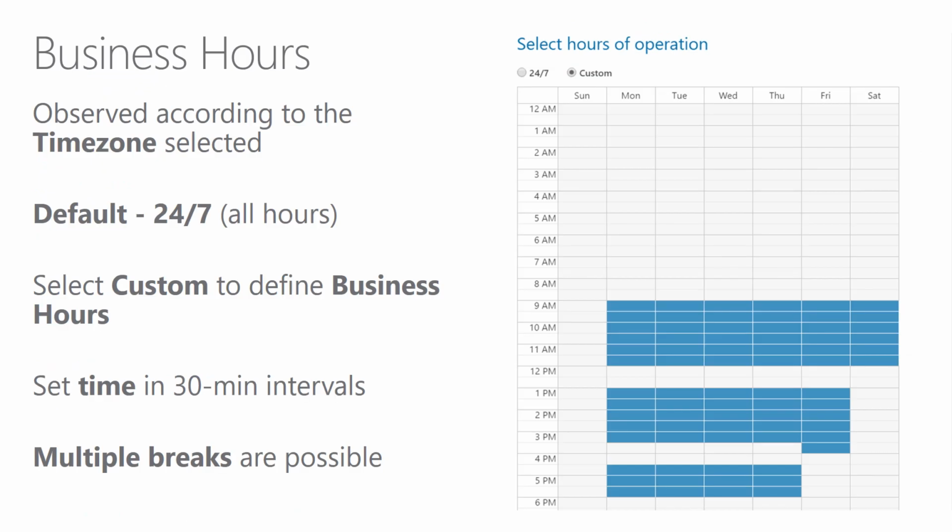To configure business hours, note that those are basically the hours in which your auto attendant will act as though your business is open, and they do observe the time zone that you selected when creating the auto attendant. By default, it's set to open 24/7, and you can go for custom to define your business hours. You can set time in 30 minute intervals, and you can have multiple breaks in a day.